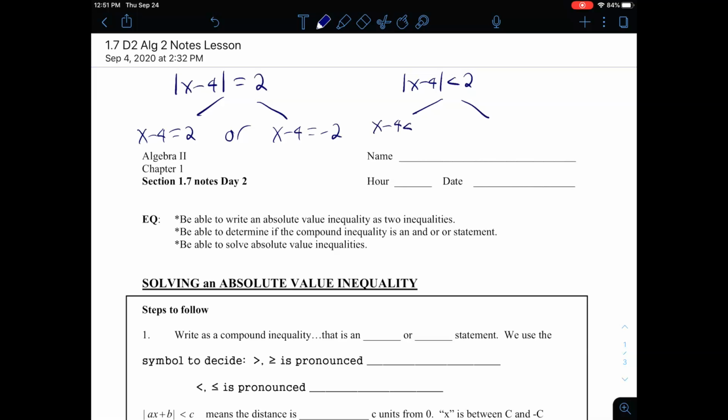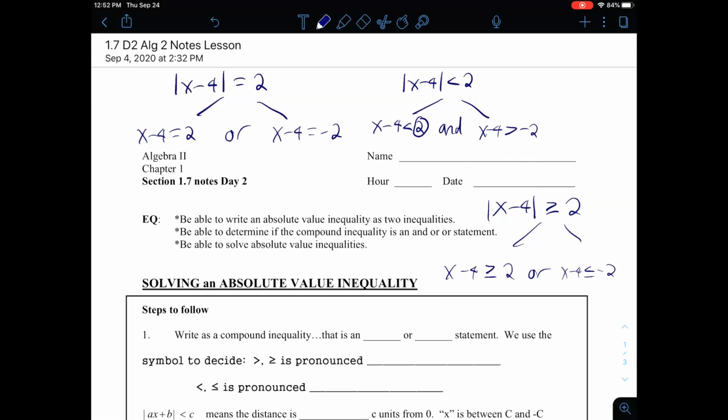x minus 4 is less than 2. And we're going to do and for this one, x minus 4 is greater than negative 2. So we're still going to do the 2 and negative 2, except we're also going to flip the inequality for the second one. For greater, that would be the absolute value of x minus 4 is greater than 2. That one would be x minus 4 is greater than or equal to 2, or x minus 4 is less than or equal to negative 2.